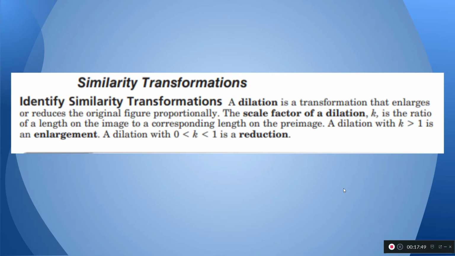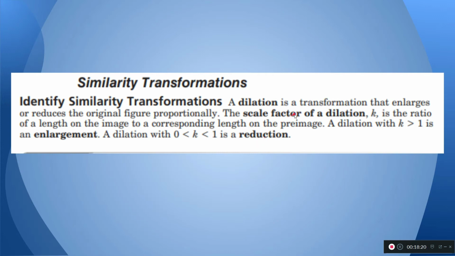Next, we've got similarity transformations. Identify similarity transformations. We've dealt with transformations before. Remember, that's just moving the figure into a different position. We have reflections, we have dilations, we have all sorts of ways that we move it. Today we're going to be dealing mostly with dilations, which is either an enlargement or a reduction of the figure, so that when it's redrawn, it's either going to be bigger or it's going to be smaller.